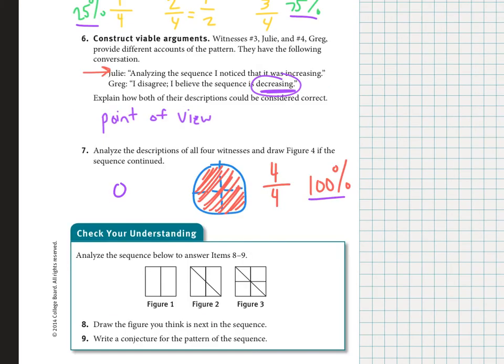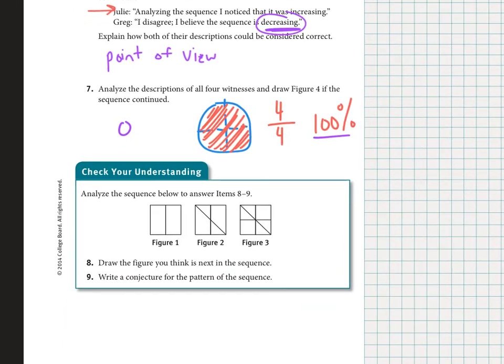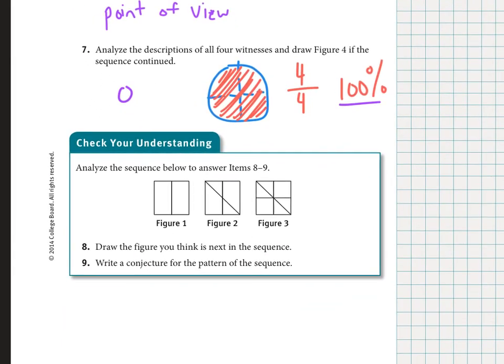Okay, so let's take a look here. We'll check our understanding and make sure we're on track, and then do a little practice on our own. So take a second. Let's analyze the sequence below and see if we can answer items 8 and 9. All right, so draw the figure that we think is next in the sequence. So figure 4, we would have a square probably, right?